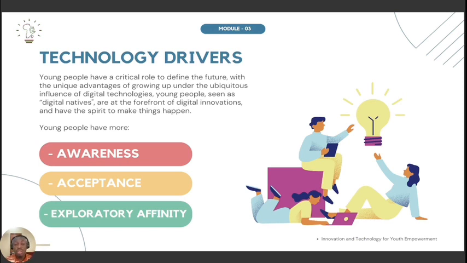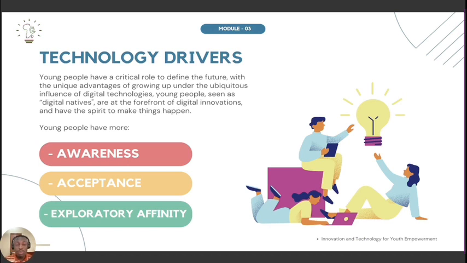And what makes that really work is because these young people have very high level of awareness, right? They have a strong and very high level of acceptance when it comes to new technology. And also, because of their inquisitive, curious mindsets and nature, they have very high exploratory affinity, right? So young people are practically the drivers of technology.